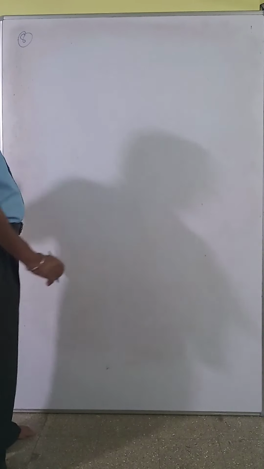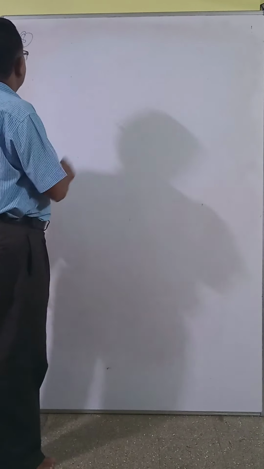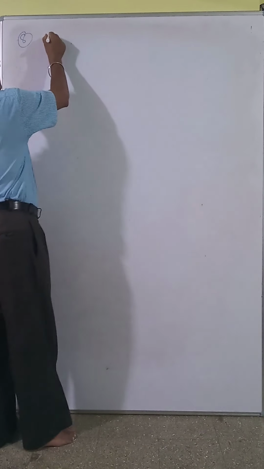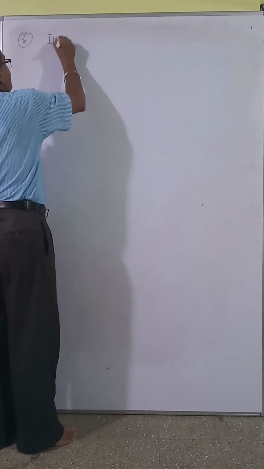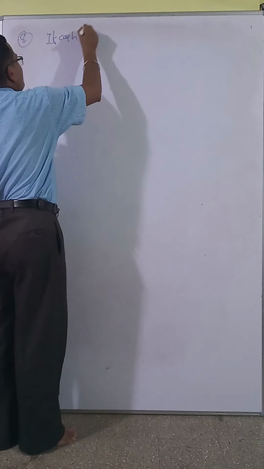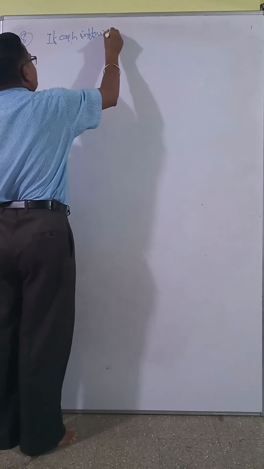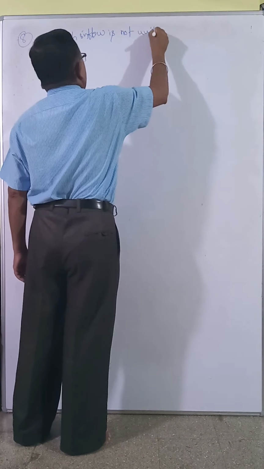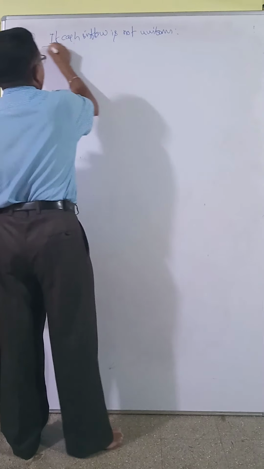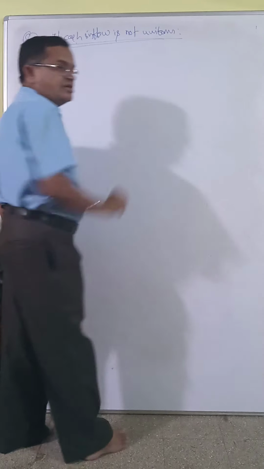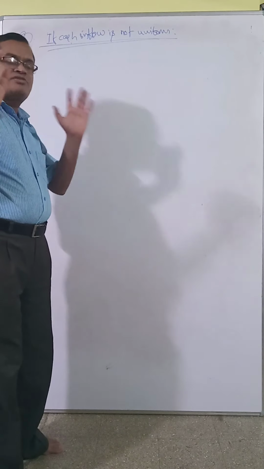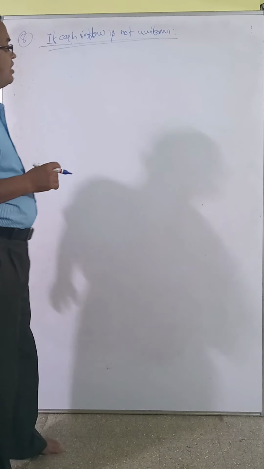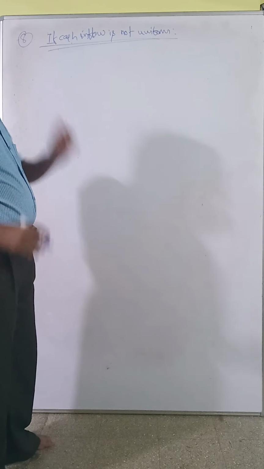Problem number 8, next problem. Here in problem number 8, the cash inflow is not uniform. If the cash inflow is not uniform, it means the cash inflow fluctuates or changes. At that time, how do we calculate the payback period?